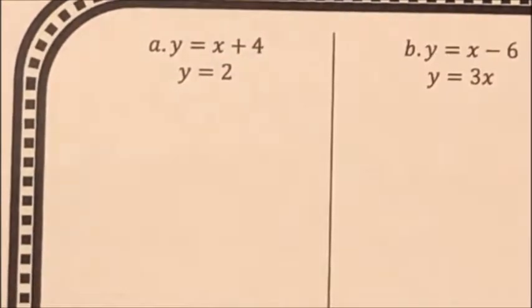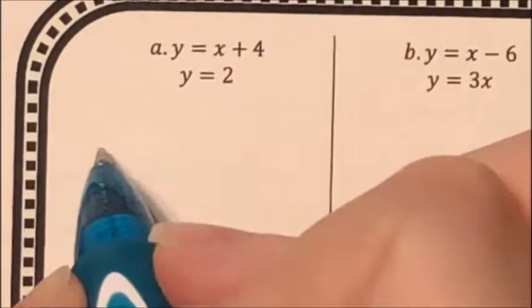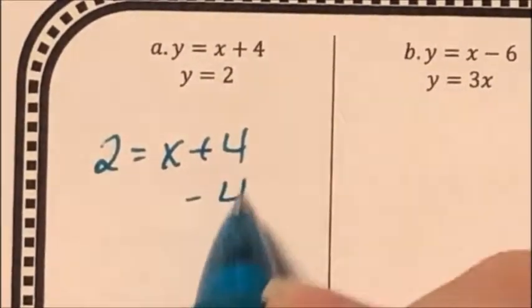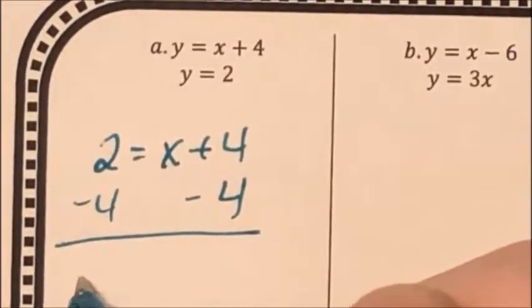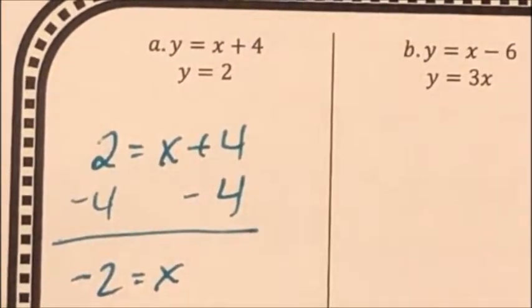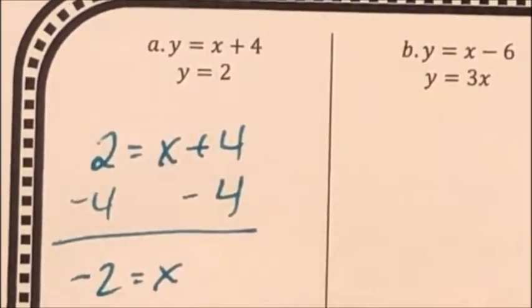All right, now that you've had a chance to try the try-it problems on your own, let's go over the answers together. So letter A says y equals x plus 4 and y equals 2. So I'm just going to go ahead and plug in 2 for y. So I get 2 equals x plus 4. Then I subtract 4 from both sides. I get negative 2 equals x. So x equals negative 2, y equals 2. So my solution is negative 2, 2.